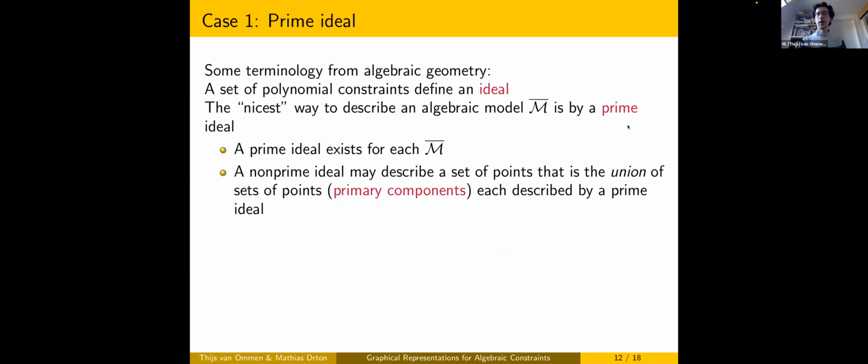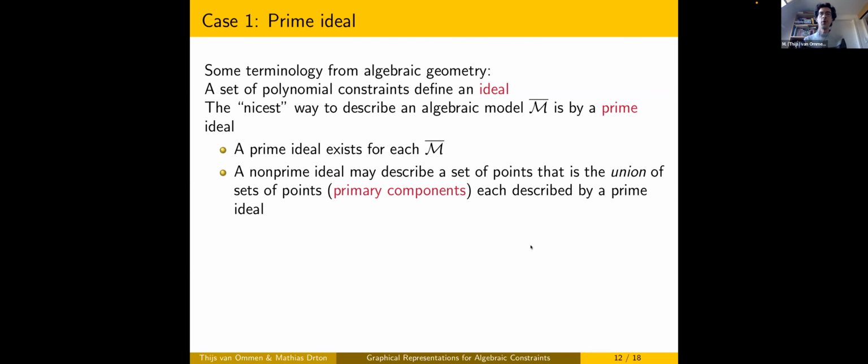And indeed, a prime ideal exists for any algebraic model that we could get from any linear structural equation model. So the prime ideal is the perfect case for us. We would hope that our algorithm always outputs a set of graphical constraints that translate to a prime ideal. I won't define them exactly, but one aspect is that a non-prime ideal may describe a set of points which are the union of several of the sets described by several prime ideals. Each of those subsets would then be called a primary component. A prime ideal always has just one primary component, but non-prime ideals can sometimes be decomposed into multiple primary components.